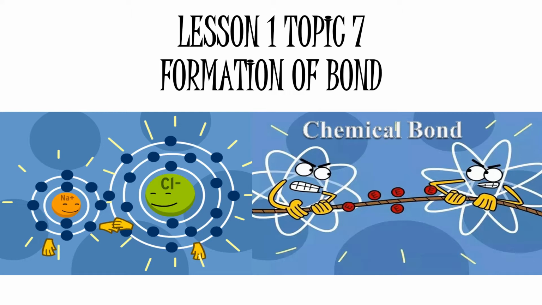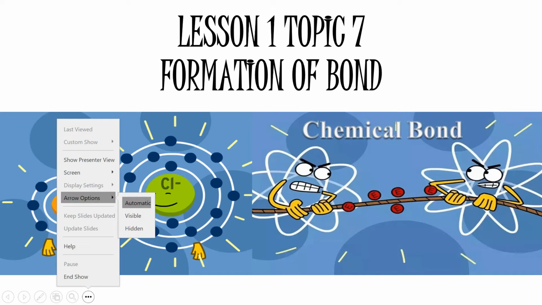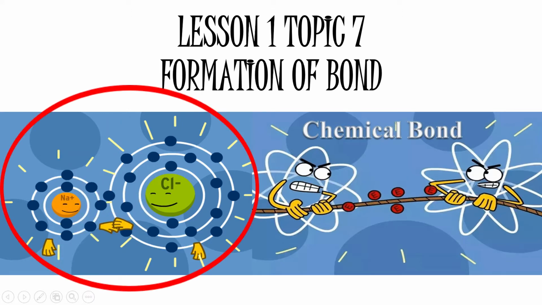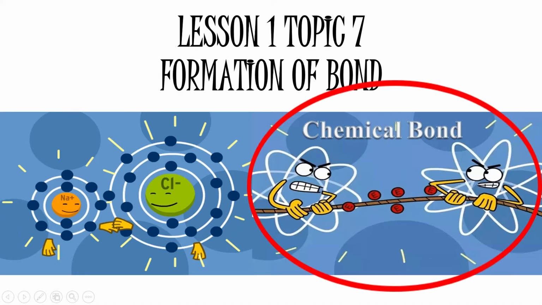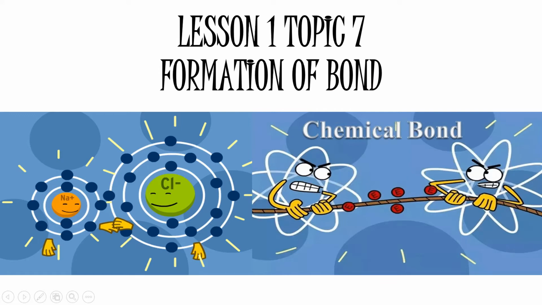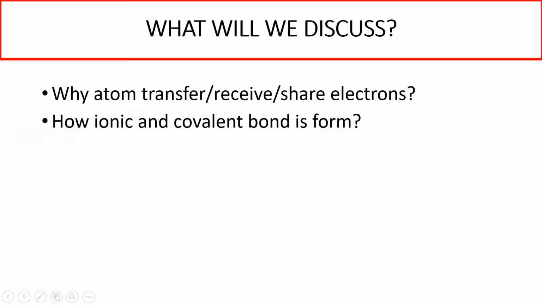Okay, so based on this picture, which one is ionic bond, which one is covalent bond? On the right side, this one is representing the ionic bond, this one representing the covalent bond. Okay, are you ready, class? So what we will discuss today is to understand why certain atoms transfer or receive or share electrons, and then how ionic and covalent bonds are formed.